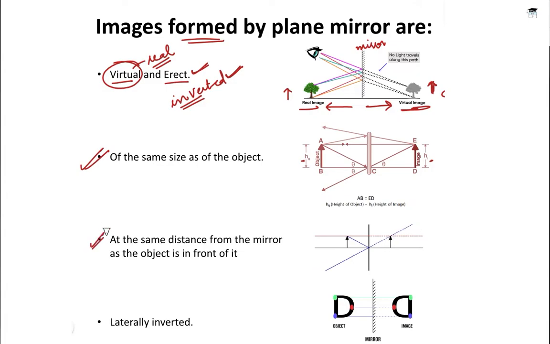The third point is that the image is at the same distance behind the mirror as the object is in front of it. That means if there is a plane mirror and the object is 2 meters in front of the mirror, then the image will also be 2 meters behind the mirror. So the distance of the object and the image from the mirror is the same. Last, the image is laterally inverted. That means that the left appears to be the right and the right appears to be the left.